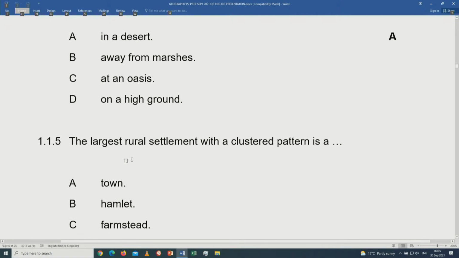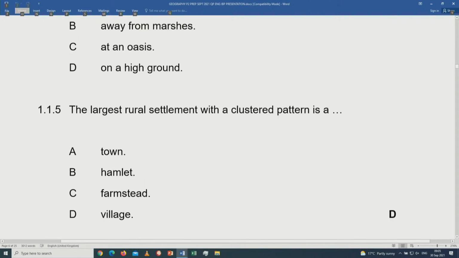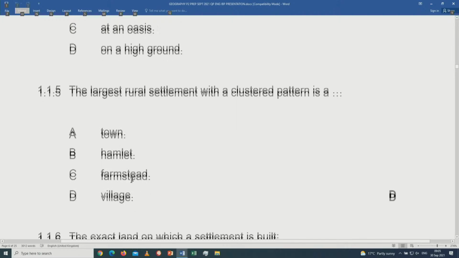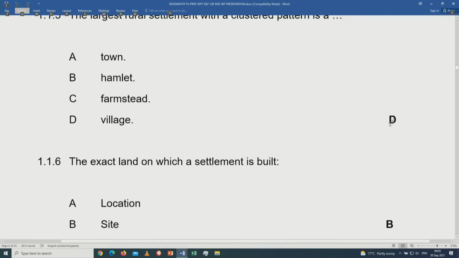The following question, 1.1.5. The largest rural settlement with a clustered pattern is a what? Possible answers: A, town. B, hamlet. C, village. D, farmstead. So the correct answer there is D.